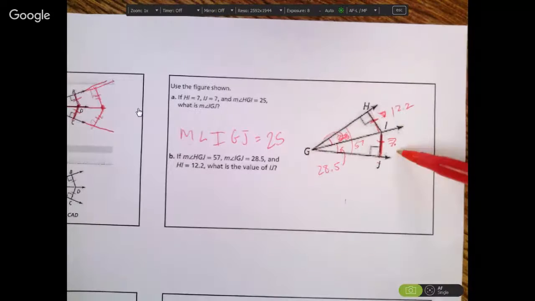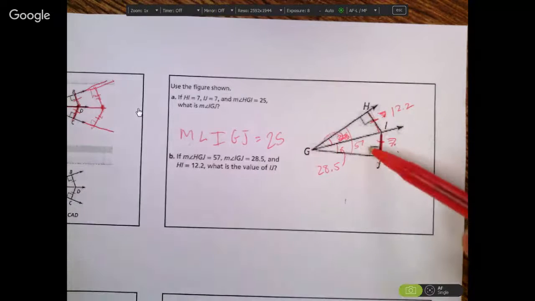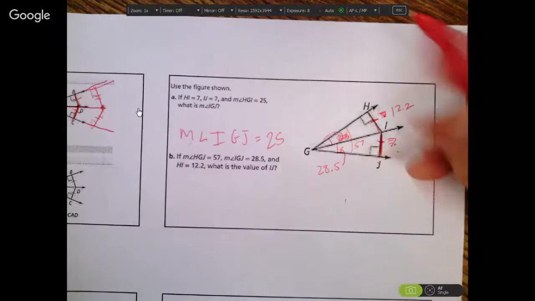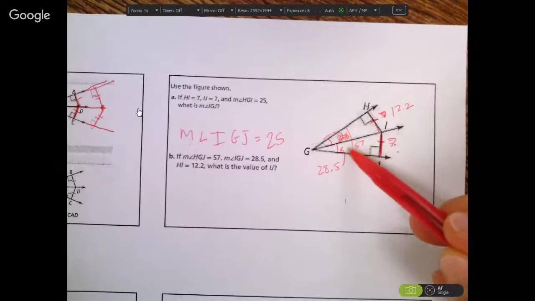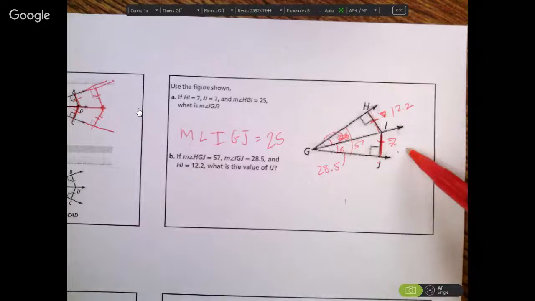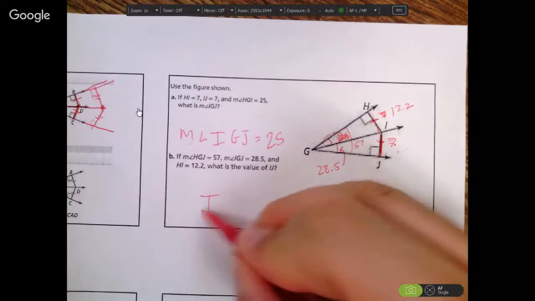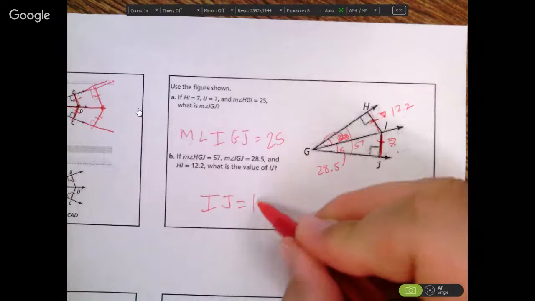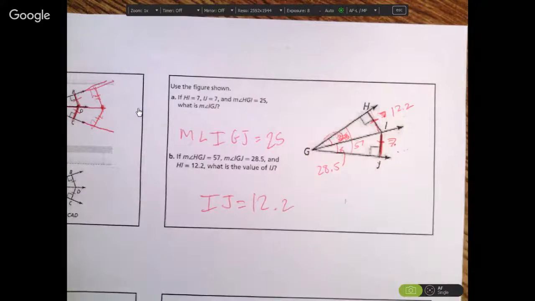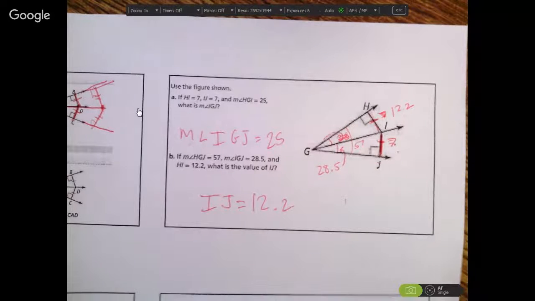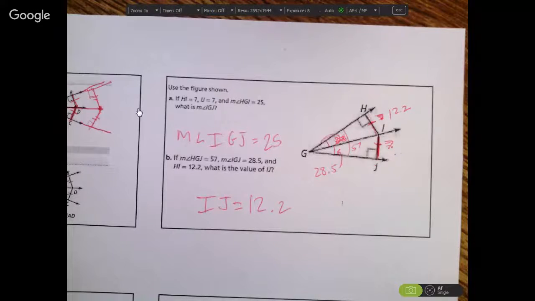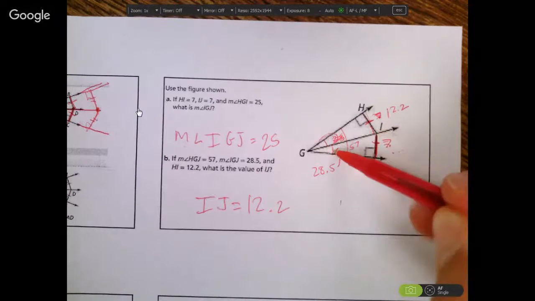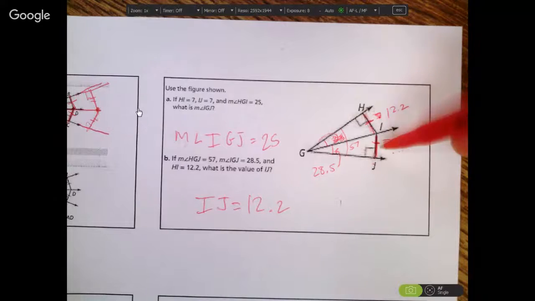So they're getting at if this angle right here is not the same, then I can't say anything about this. What is half of 57? Because it's 28.5, because these end up being the same, then I'm allowed to say that these are the same. So when it asks me for IJ, I can simply say that it is 12.2. Okay. So hopefully there are triggers that show up that if these angles are the same, then they're going to be talking about these sides.